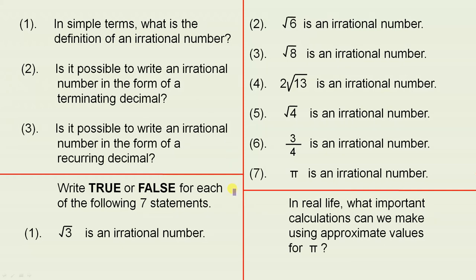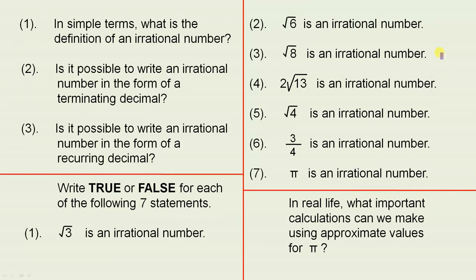Now, for the next section, we are asked to write true or false for each of the following 7 statements. Number 1. The square root of 3 is an irrational number. Is that true or false? And that's the same for all of these up to number 7. The second one. The square root of 6 is an irrational number.